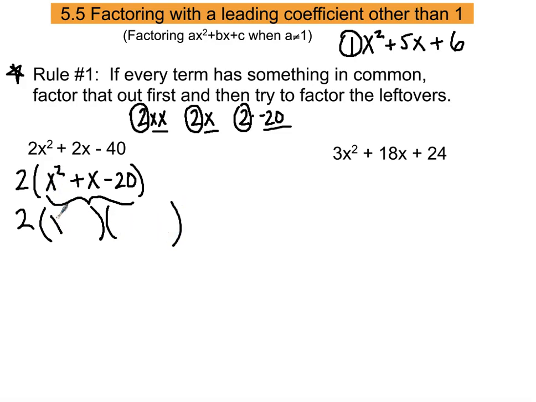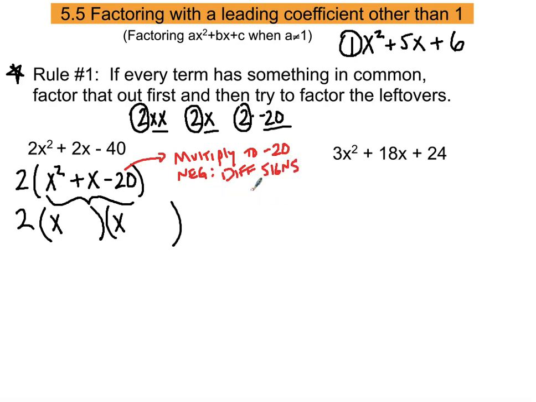And then remember, in order to make x squared, we would need an x and an x. And then what we would do is we would find 2 numbers that multiply to negative 20. Let me write that out. Multiply to negative 20. And because it's negative, they're going to have different signs, meaning 1 will be positive and 1 will be negative.